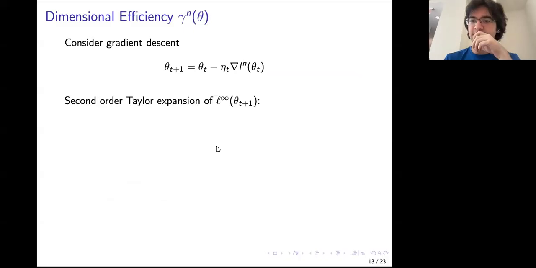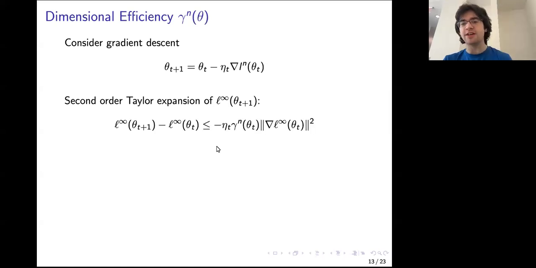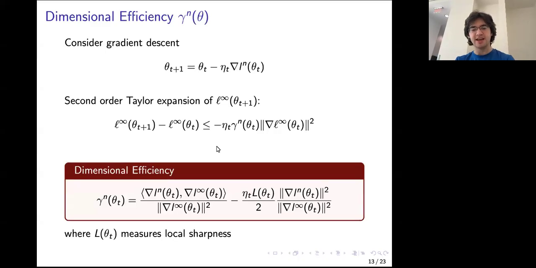If we do a second order Taylor expansion of L infinity of theta t plus 1, we can get this inequality, which is a standard kind of optimization result. However, we're plugging it into this specific any-dimensional framework where we can bound the difference between the L infinity loss after taking a step in the Ln direction in terms of this quantity gamma n, which we call the dimensional efficiency. And you can see here, it's basically just a similarity between the n-dimensional gradient and the infinite dimensional gradient minus some smoothness term.